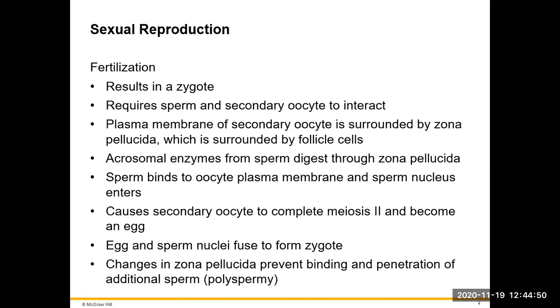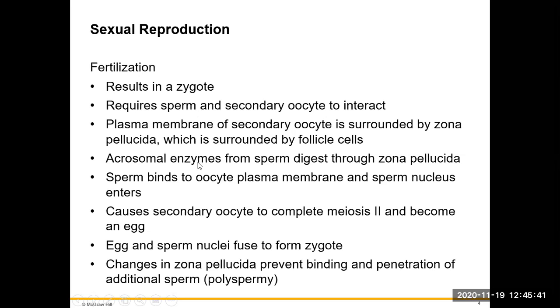When you talk about embryonic development and fetal development, usually we are talking about sexual reproduction, which results from fertilization. Fertilization results in a zygote, which forms when the sperm and the secondary oocyte are united. As you remember from last week, the plasma membrane of a secondary oocyte is surrounded by the zona pellucida, the outer cover of the ovum. And this zona pellucida is covered by follicular cells, which we call granulosa cells.